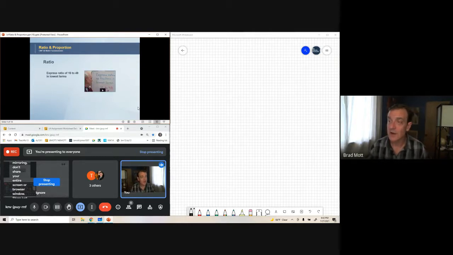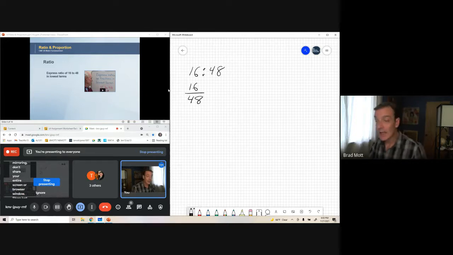So let's start with something you actually already know how to do. We're going to express the ratio of 16 to 48 in lowest terms. I'm going to rewrite this as a fraction, just because it's something we've done before, and that should look pretty familiar. So now we start simplifying. We'll take the 2's out. 2 goes into 16 8 times. 2 goes into 48 24 times.